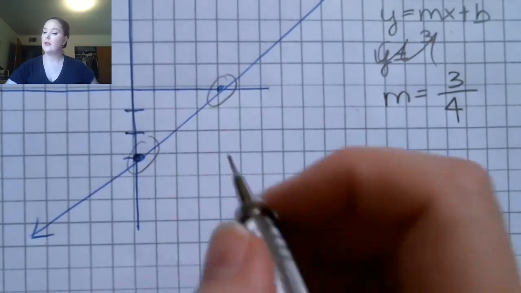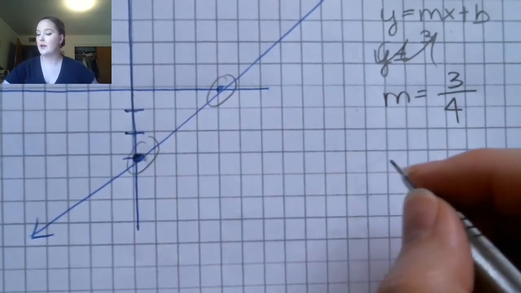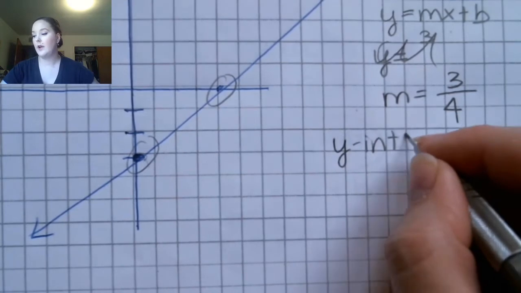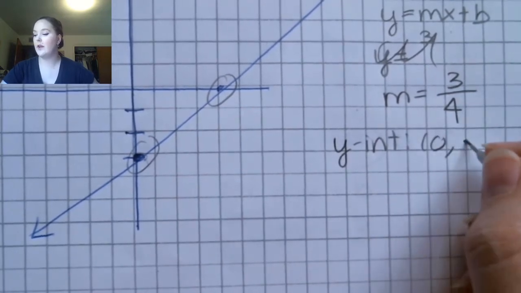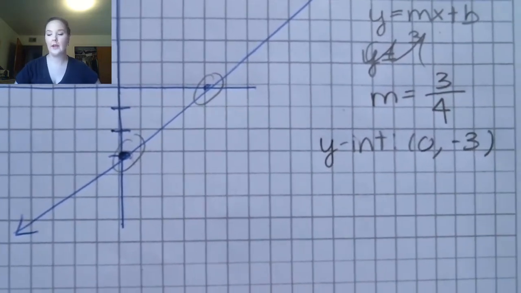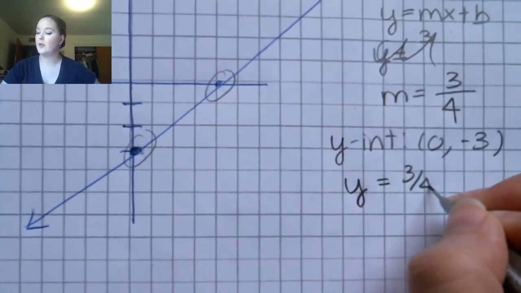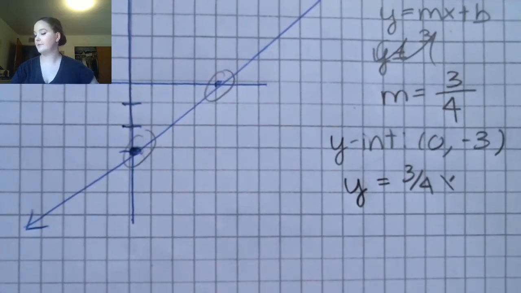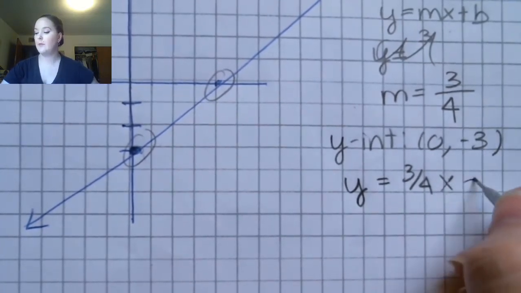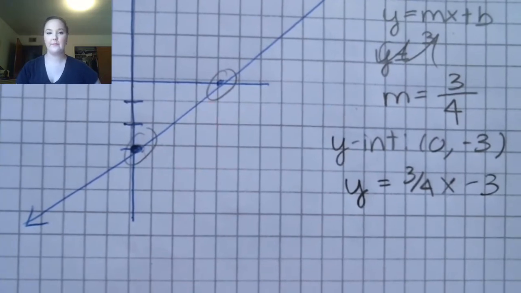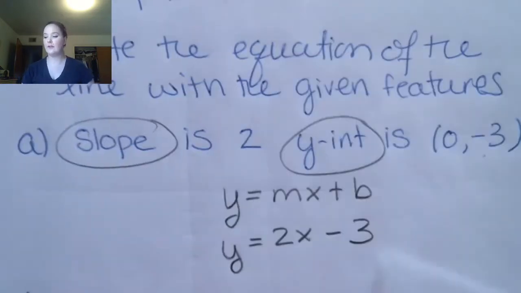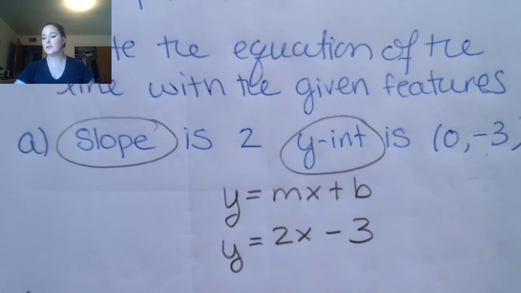And then here I can see my y-intercept. It's the point (0, -3). So that allows me to write my equation, y = 3/4 x - 3. All right, so that's what I would consider review about that. So let's do a more advanced example.